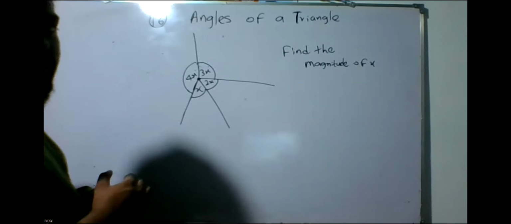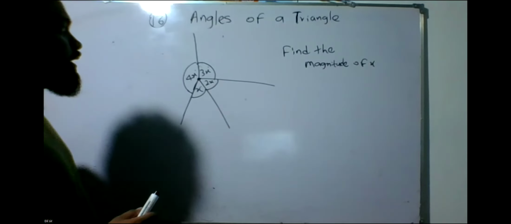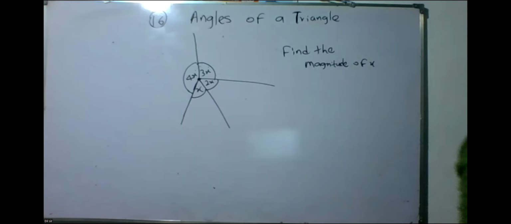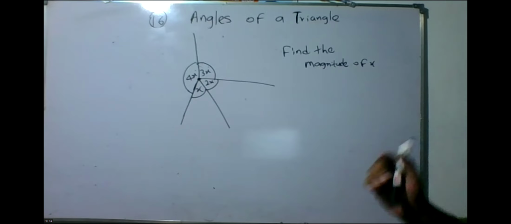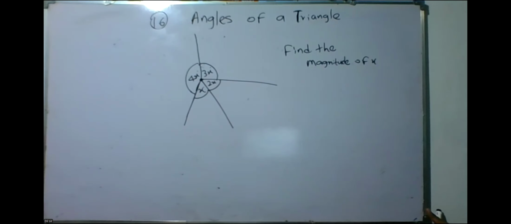x plus 2x plus 3x plus 4x. Hurry up and find out the magnitude of x. Only the magnitude of x. No need to find the magnitudes of the others, that means no need to calculate the 2x, 3x and 4x values.